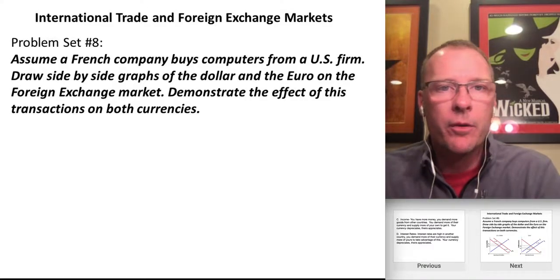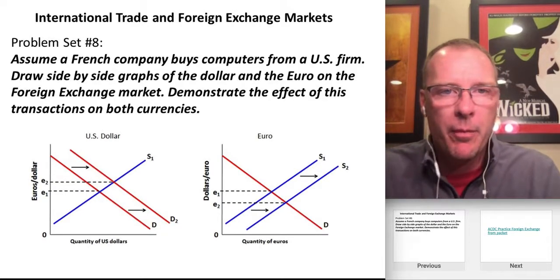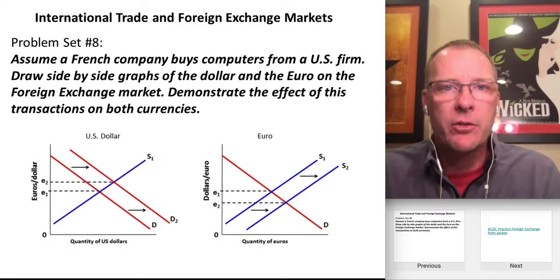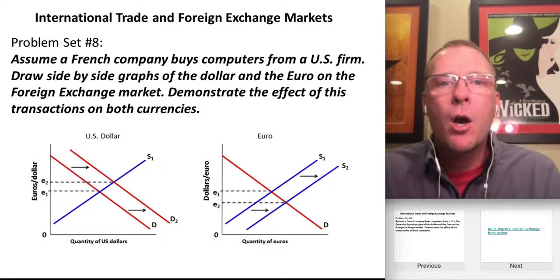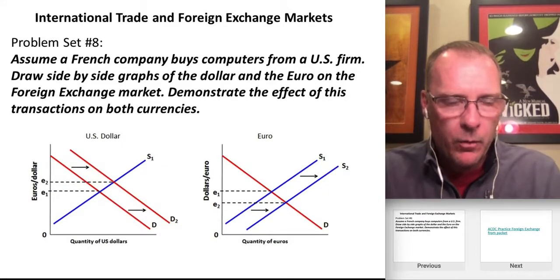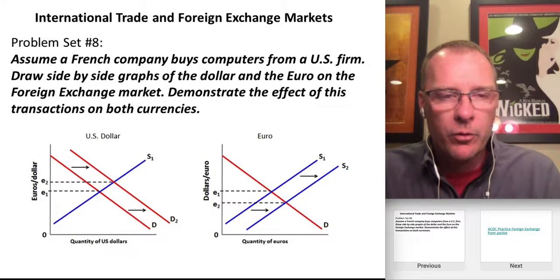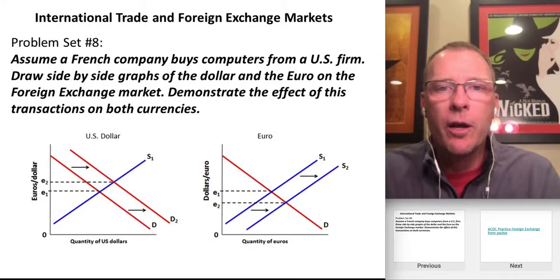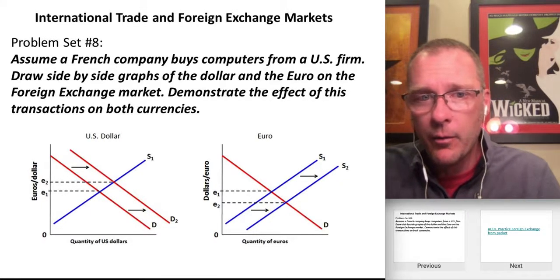Here's a question about the French and a firm. It says, assume a French company buys computers from a United States firm. Draw side-by-side graphs of the dollars and the euro on the foreign exchange market. Demonstrate the effect of the transactions for both currencies. Well, in the United States, what do we see? We see people that are going to demand more dollars. And in the euro market, people are going to supply more euros.